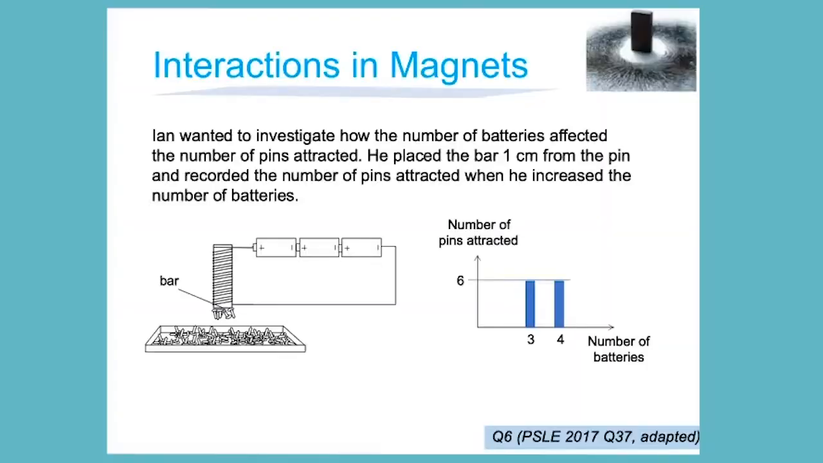Next one. Okay, so we have looked at the stroking method of inducing magnetism. Now let's look at the electrical method of inducing magnetism. So in this particular question, Ian wanted to investigate how the number of batteries, so this is my variable, affected the number of pins attracted. So he placed the bar 1 cm from the pin and recorded the number of pins attracted when he increased the number of batteries from 3 to 4. And he realized it was the same, still 6.